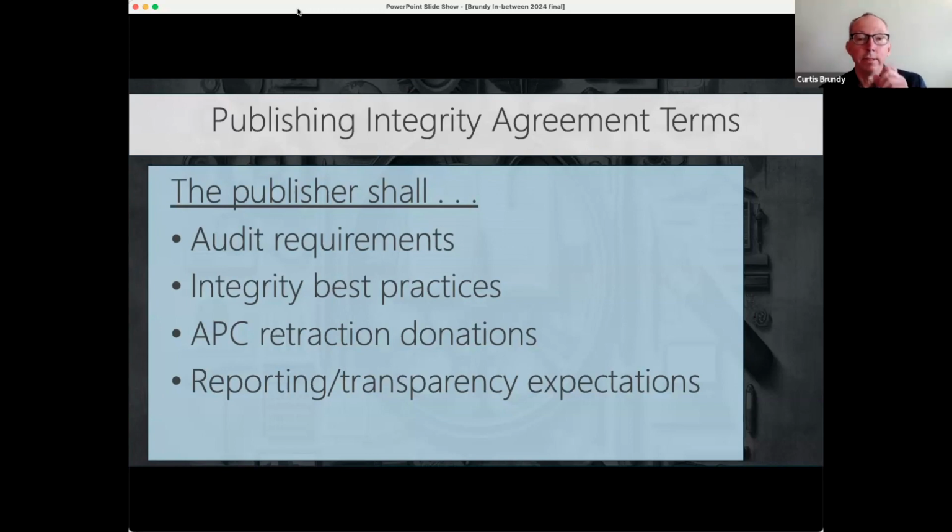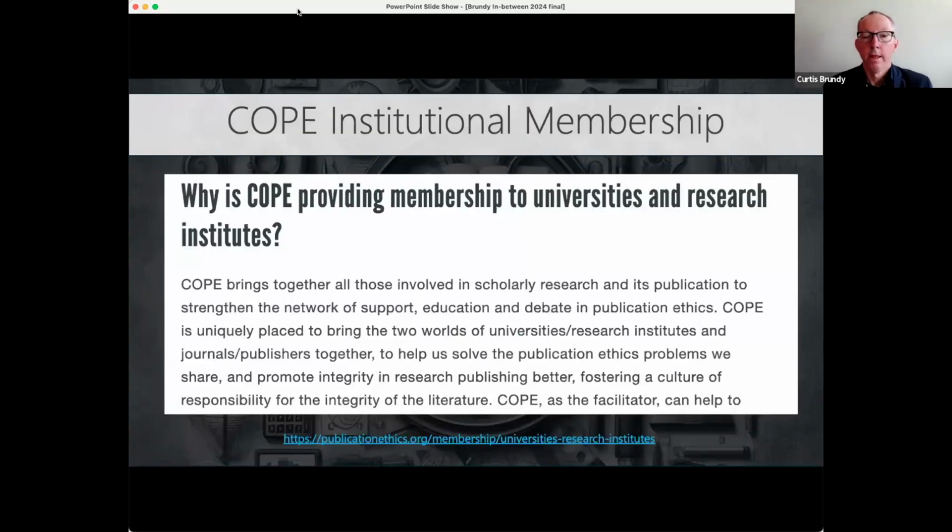And then the last one is, you know, what are our expectations around reporting and transparency around publishing integrity? So again, I think this is an obvious area where libraries should come together and start including some of these publishing integrity terms in our agreements. Here's a couple of easy ones.